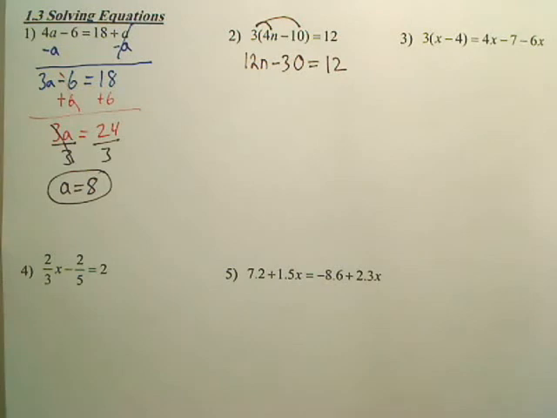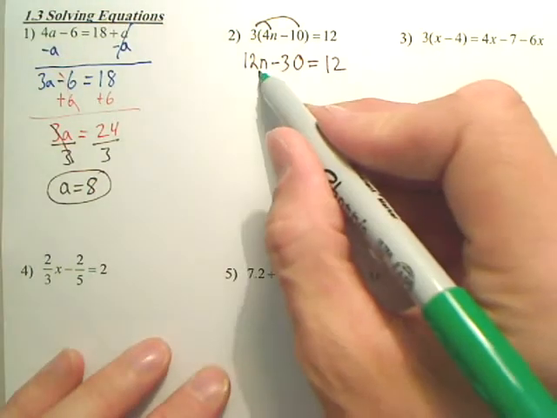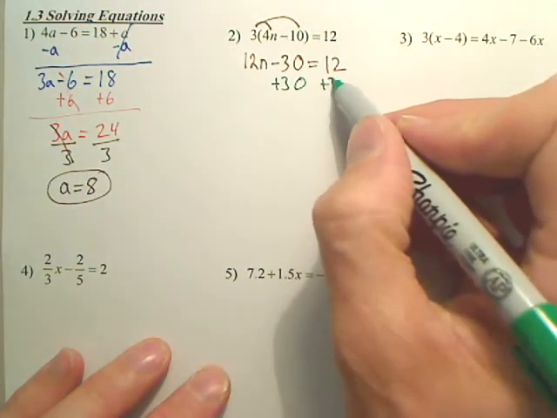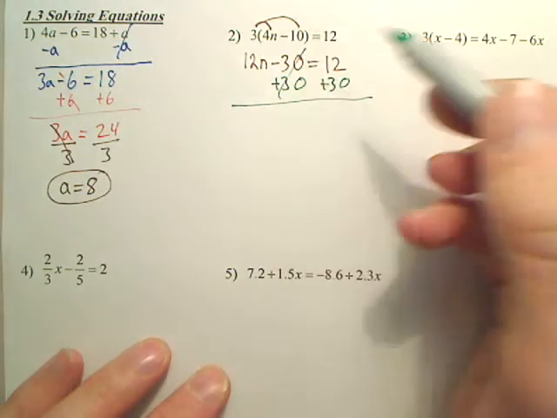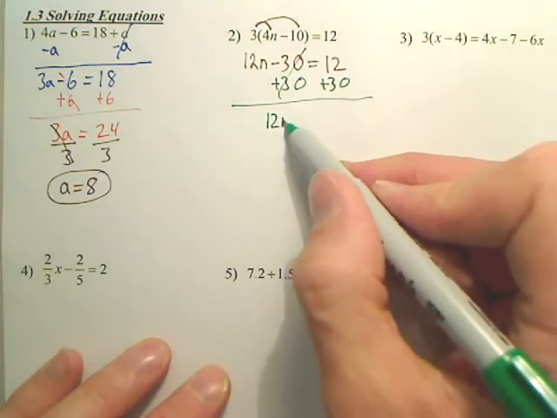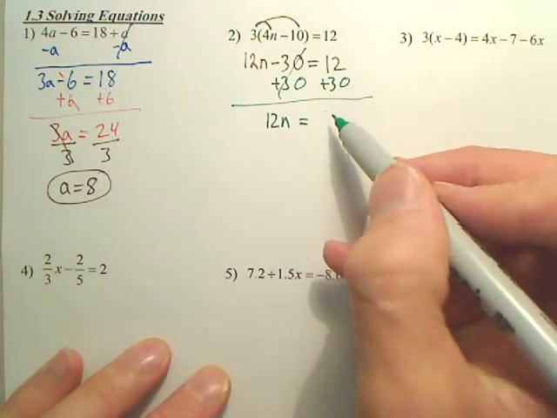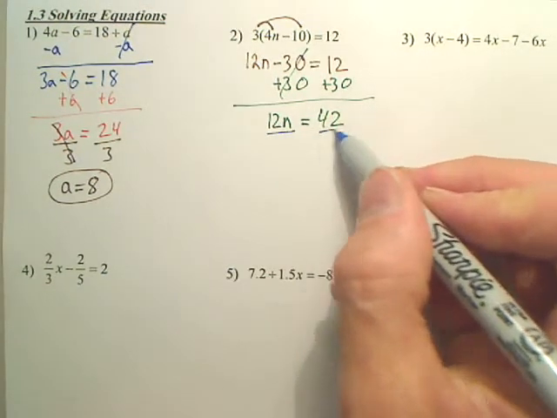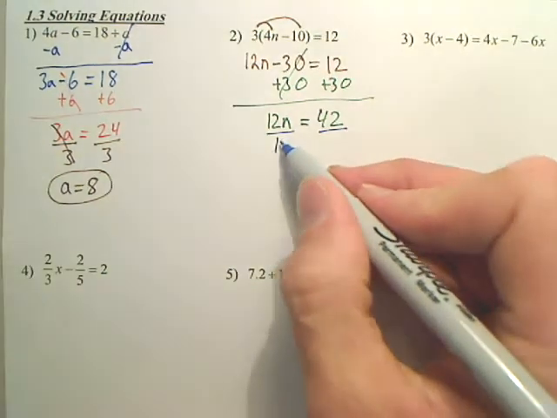Okay. Now, are the letters all on one side? Yes. So all we've got to do now is move the numbers to the other side. So I want to get this negative 30 away, so the opposite of negative 30 is plus 30. That's gone, leaving you 12n over here. 12 plus 30 is 42. That's a little bit more difficult to look at and tell. So let's just divide both sides by 12.